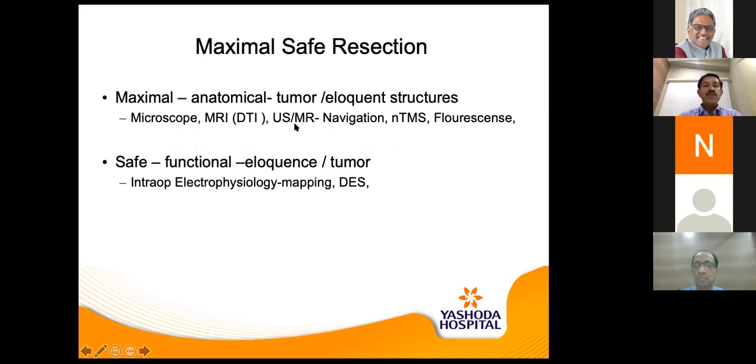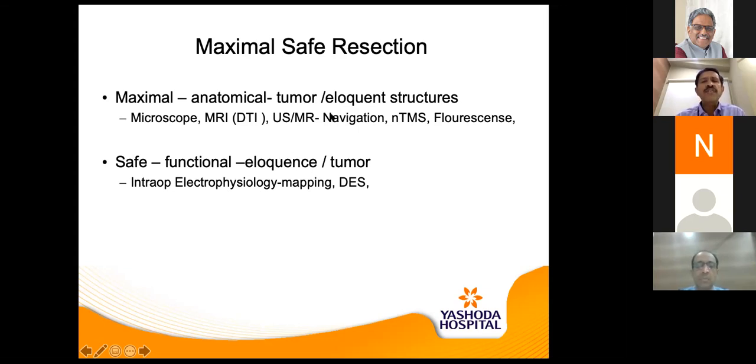So in conclusion, I would say maximum safe tumor resection can be achieved by integration of all the technologies we have at present, like a microscope, good preoperative MRI with diffusion tensor tracking imaging, intraoperative imaging like ultrasound or MR, use of navigation, fluorescence, and for functional safety, good use of intraoperative electrophysiology.